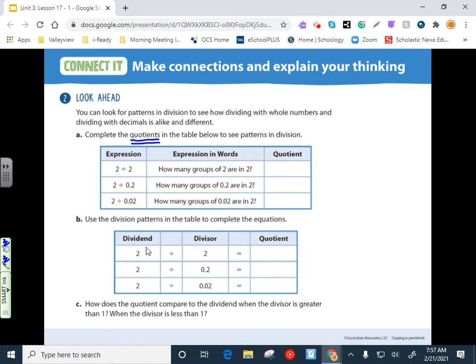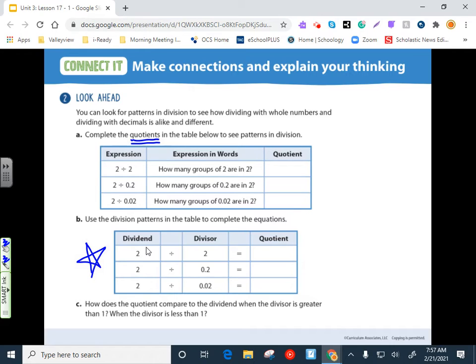In fact, I love this chart down here. Section B has all 3 of them there. Anyway, back up to A. Complete the quotients in the table below to see the patterns of division. So this first expression is 2 divided by 2. And we can think of it this way. Again, thinking of division problems in logical terms or in words, so it makes a little more sense, kind of helps.